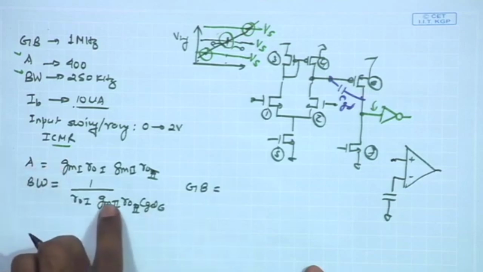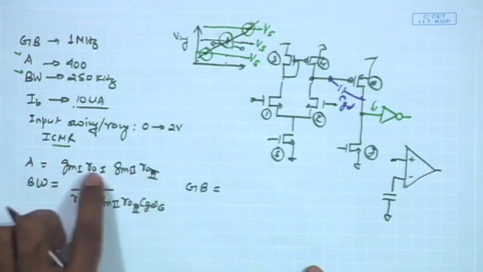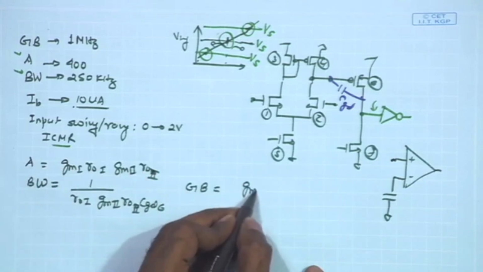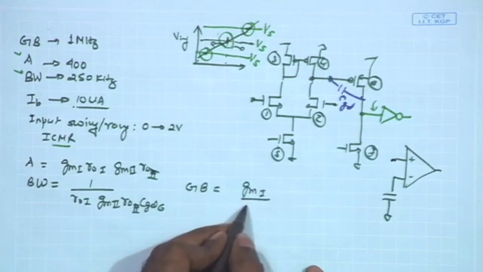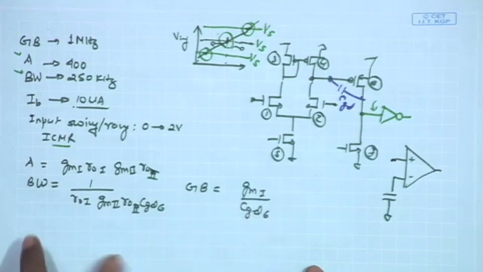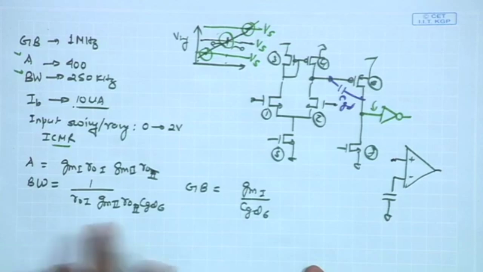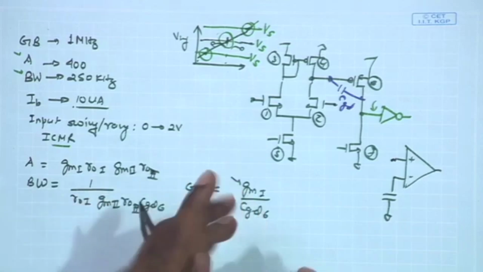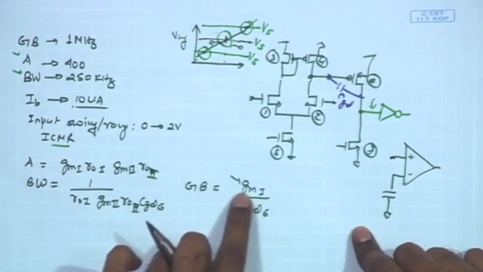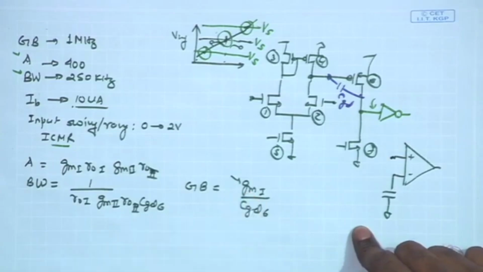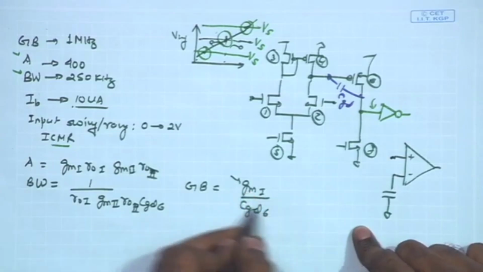Now, if I look at the gain bandwidth product, once again I have the GM2 RO2 getting cancelled, and you have RO1 getting cancelled, and you are having effectively GM1 upon CGD6 determining the gain bandwidth product. And therefore, if you want a sufficiently large gain bandwidth product, you should make the GM1 sufficiently large. And what would CGD6 depend upon?